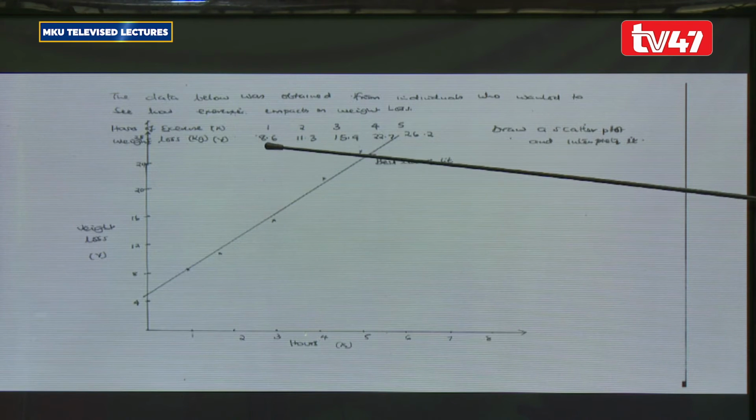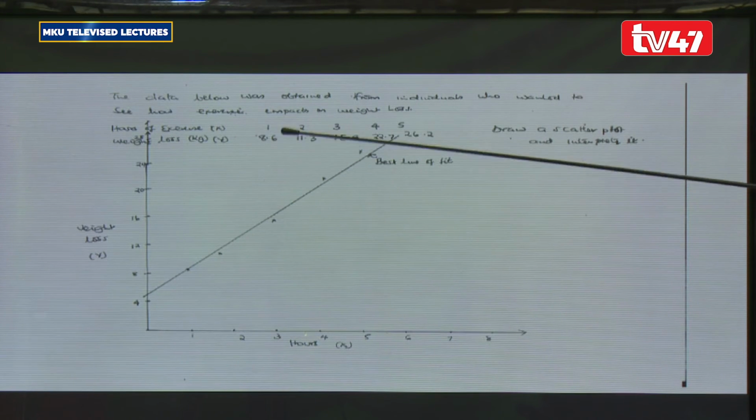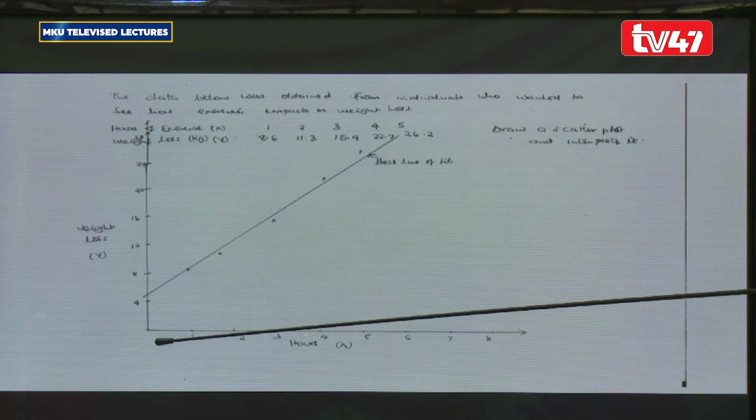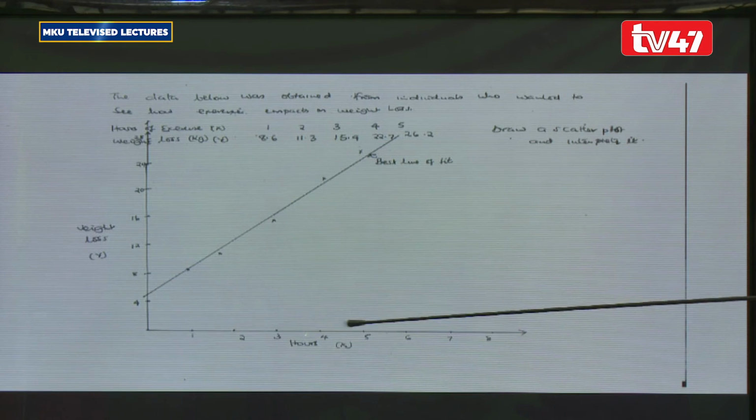We can see we have somebody who did an exercise for 1 hour, lost 8.6 kgs, 2 hours, 11.3, 3 hours, 15.9, and the rest continue. Now we want to draw a scatter diagram to represent this information. Class, by convention, we have agreed that the variable or characteristic which is affected is the one that we put on the vertical axis. So on the vertical axis, we are going to label that as weight loss. On the horizontal, we have the hours of exercise.